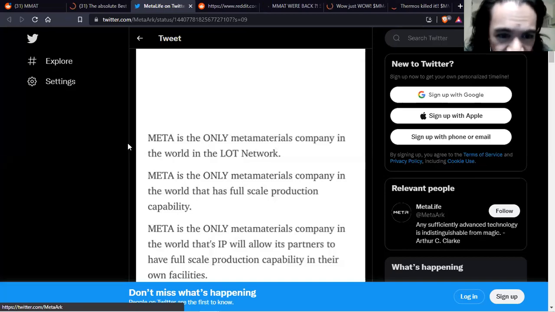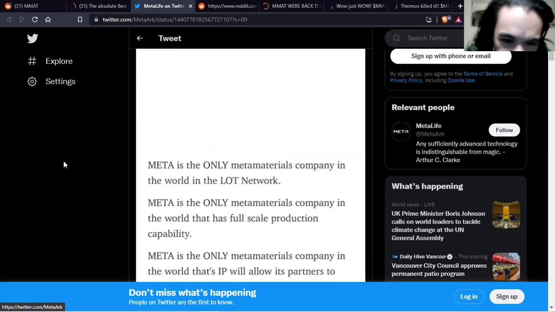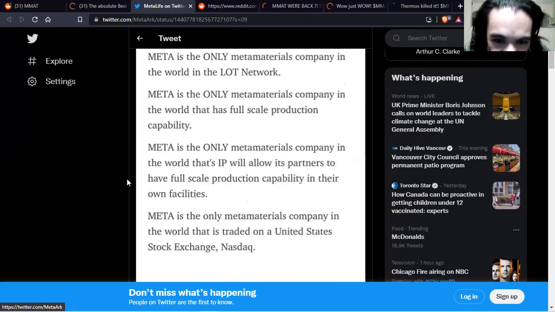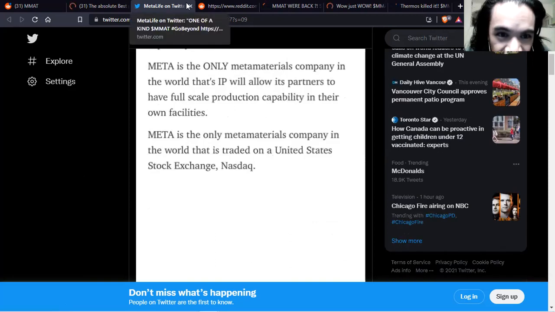From Twitter, someone posted this saying it is the best post they've ever read. Okay, that's their opinion. It says here, Meta is the only metamaterials company in the world in the LOT Network. I'm not sure what that means. Secondly, it is the only metamaterials company in the world that has full-scale production capability. Third, it is the only metamaterials company in the world whose IP allows its partners to have full-scale production capability in their own facilities. That's a good reason. And the last one is, it is the only metamaterials company in the world that is traded on the U.S. stock exchange, the NASDAQ. Okay, I don't see how that's the best post ever. Those are just facts that we all know, but good reminders anyhow.